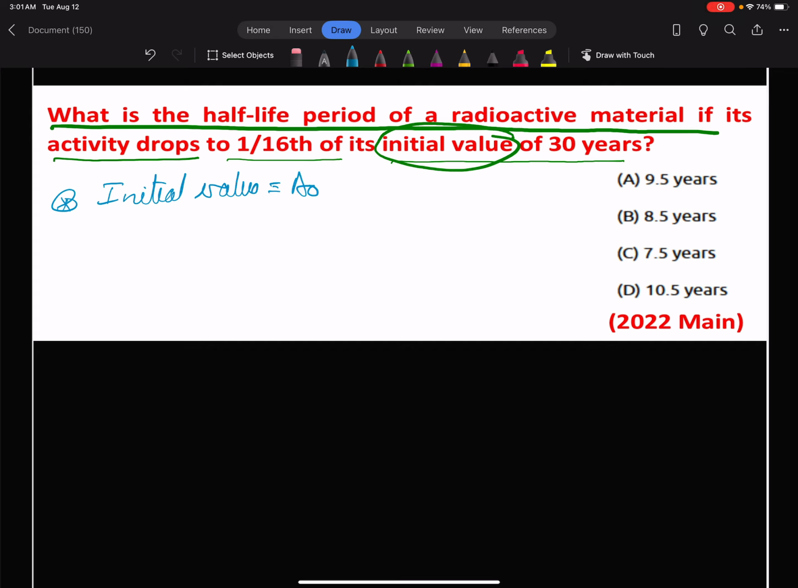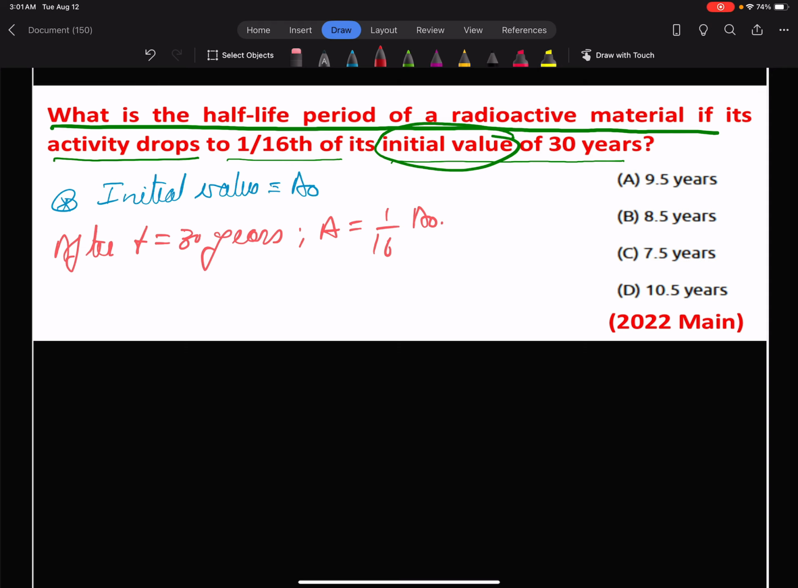Initial value is A0, and it states that after time t equal to 30 years, let us suppose the activity is given as A, so this A will be equal to 1/16 times A0.